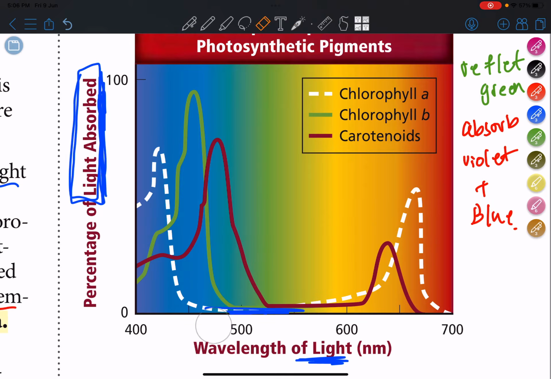So let's check. For chlorophyll A, the question that might appear is, what are the wavelengths of light that chlorophyll A absorbs? When you get this question, you will go to chlorophyll A. You will see here, where is chlorophyll A? Chlorophyll A is the white dotted line. You'll go to chlorophyll A. When you reach a straight line, that's when you'll stop.